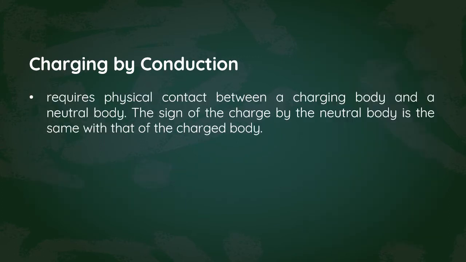Next, we have charging by conduction. So what happens when we charge objects through conduction? Charging by conduction requires physical contact, since conduction is a process of charging in which we require direct physical contact between the charging body and the neutral body. The sign of the charge of the neutral body is the same as that of the charged body.